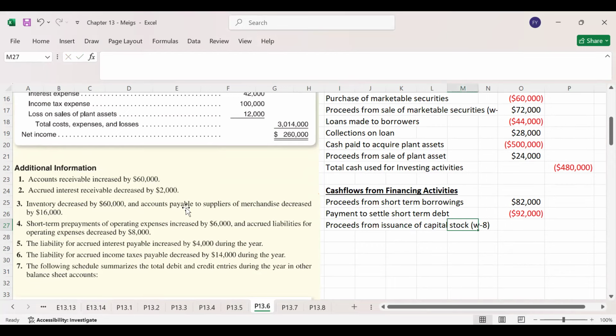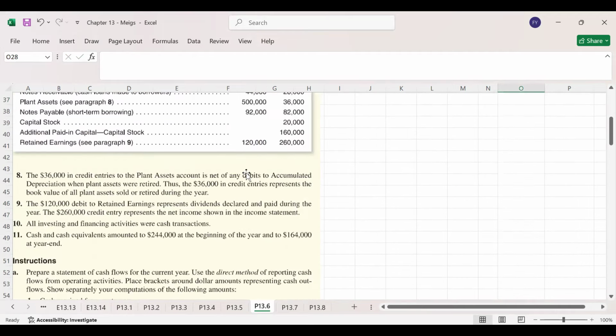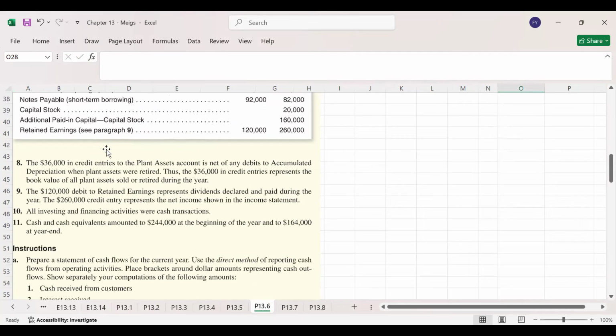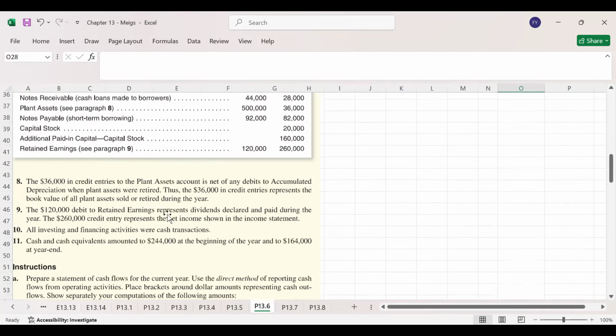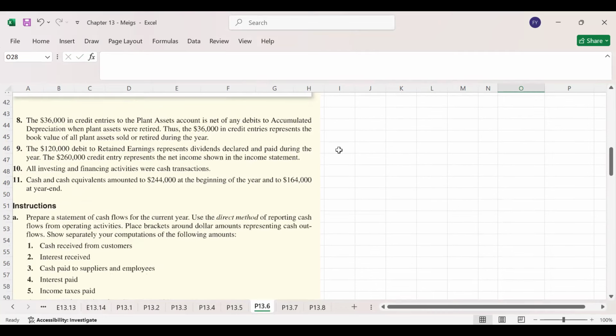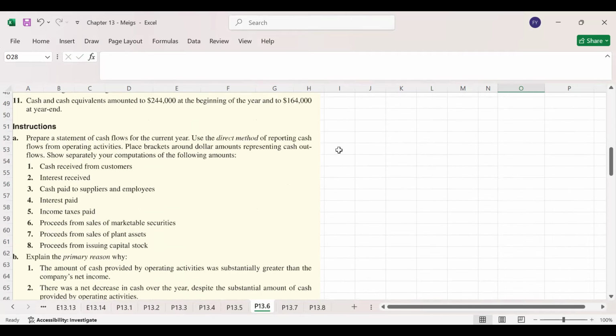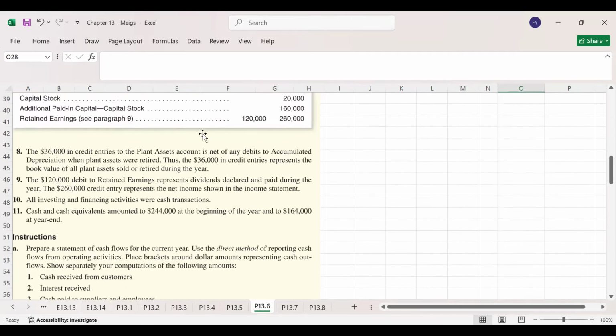So this is total $180,000. And the last thing is dividends. For this, you can see that retained earnings for para number 9 is on the debit side. So this represents the dividend paid. Here we have para number 9, $120,000 debit to retained earnings, representing dividends declared and paid.